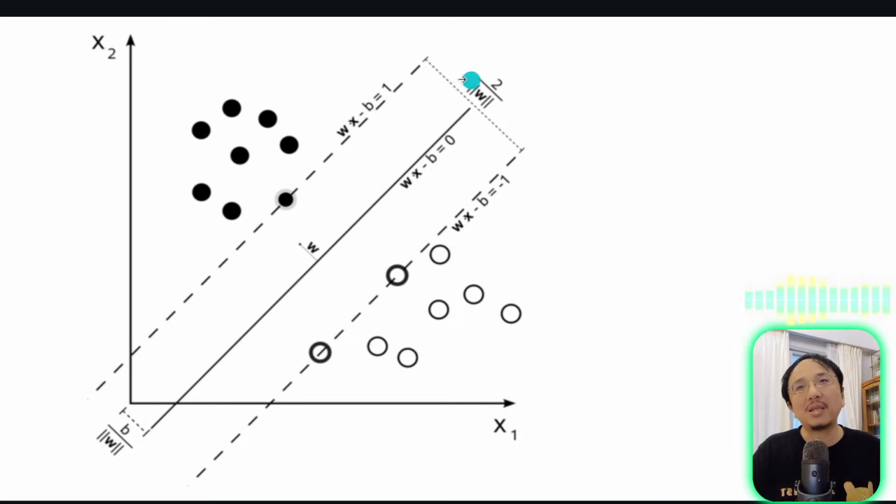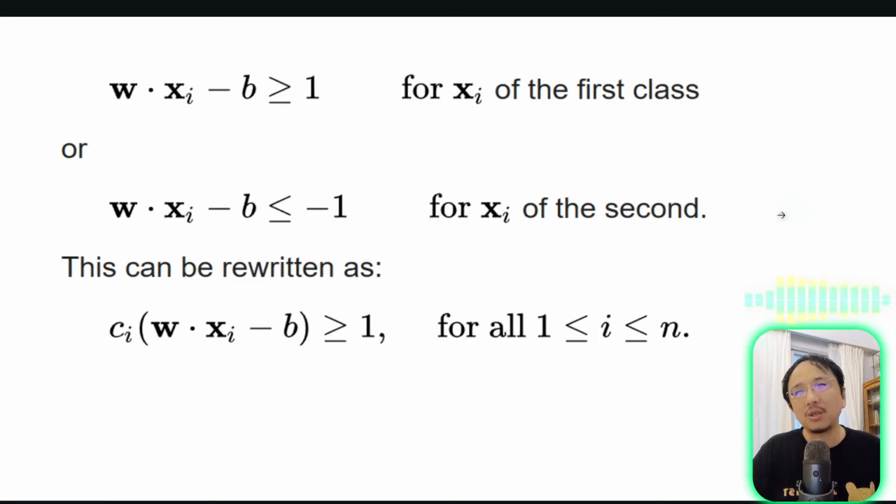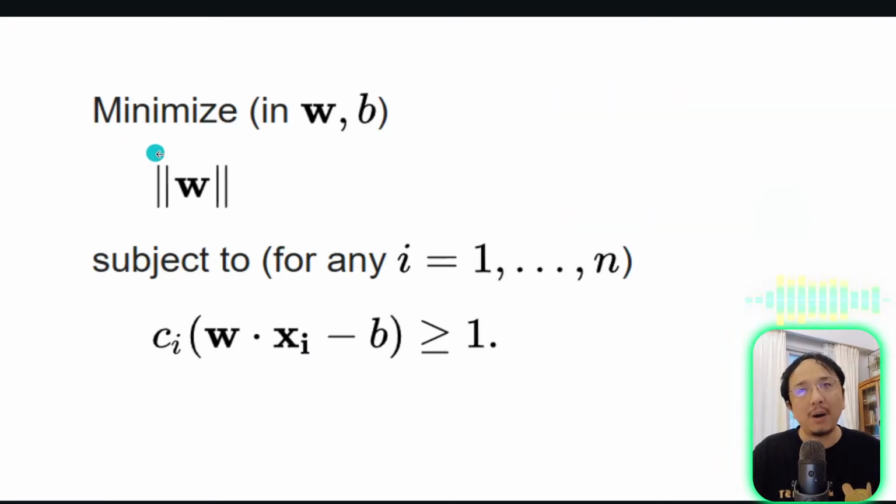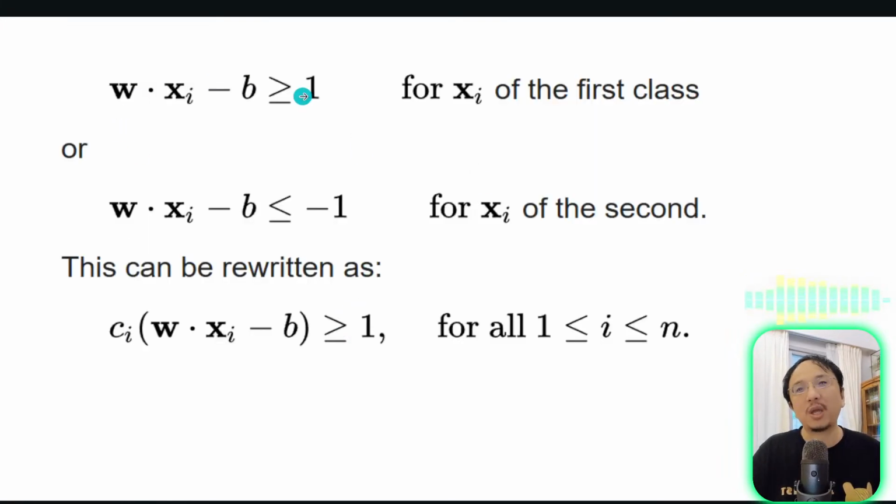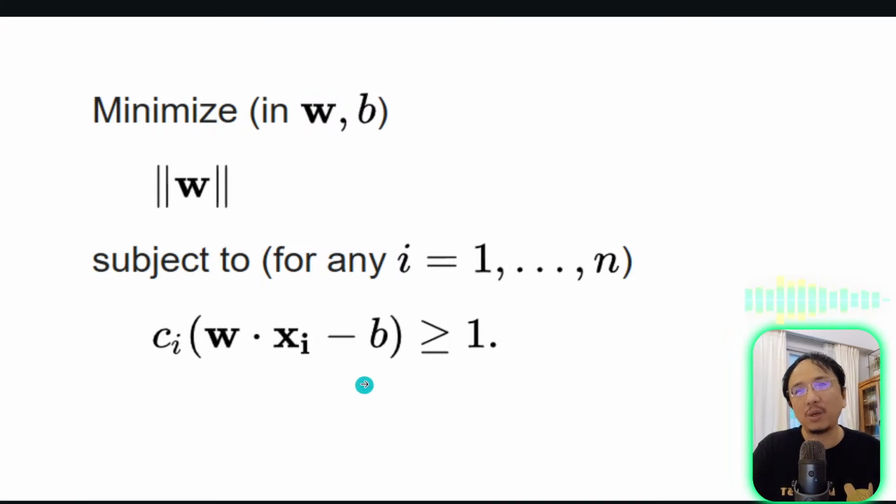We want to maximize the margin. That is, we want to maximize the value of 2 over the norm of W. Equivalently, we want to minimize the norm of W. That's the correct statement. So here you can see that we are trying to minimize the norm of W, subject to these two constraints, in fact, but we can write it in one line.